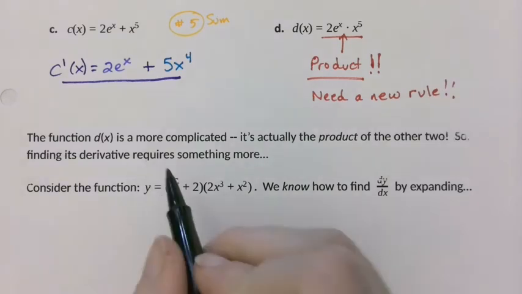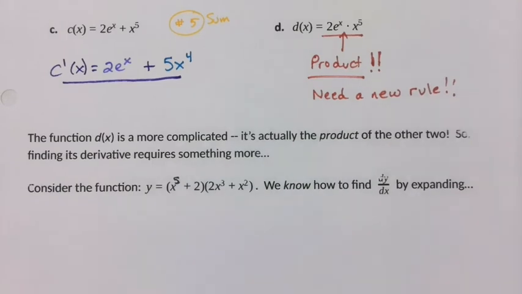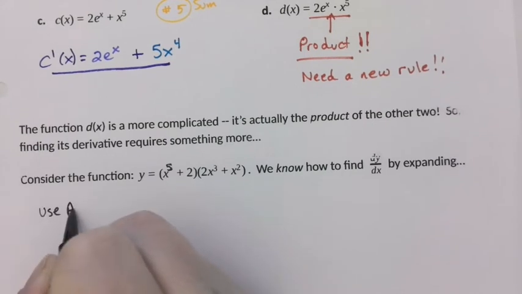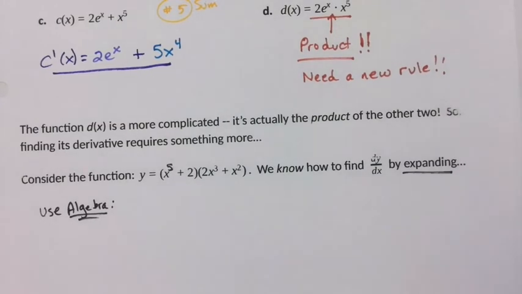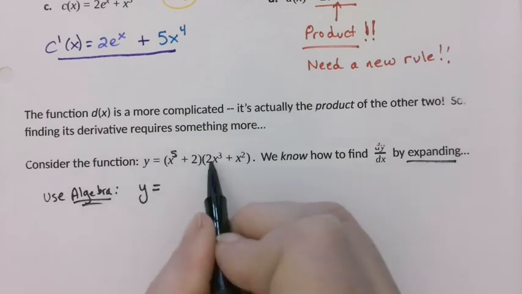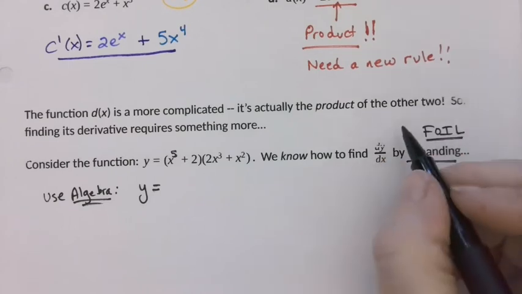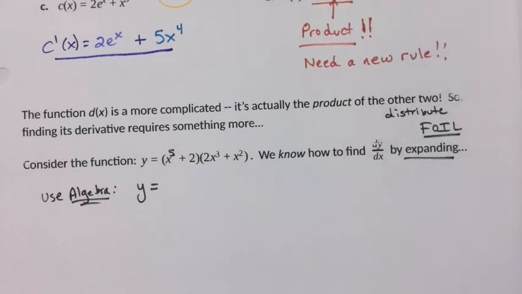So I have this function which is x to the fifth, sorry, I got off. X to the fifth plus 2 times 2x to the third plus x squared. Okay, so what I can do is I can use algebra, not calculus, but algebra, and I can expand and simplify this problem. Well, actually, it's not simplifying it, it's just expanding it. So I could rewrite y equals first outers inners lasts, because that's what FOIL means, right? FOIL is expanding, also known as distribution, if you had an instructor that used the distribution word.